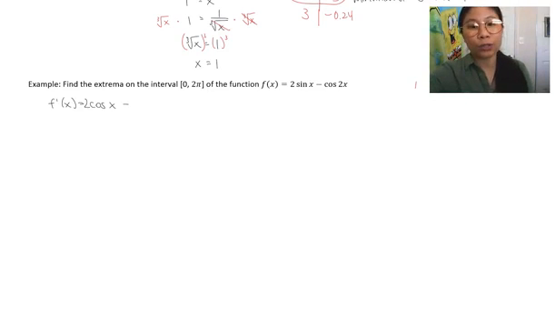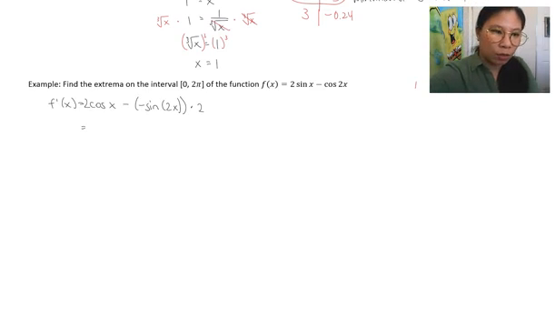The derivative for 2 sine x is going to be 2 cosine x because 2 is a constant multiplier, and the derivative of sine is cosine. Then we have a minus. Cosine of 2x requires chain rule. So the derivative of the cosine would be negative sine, where the inside stays the same, but then we have to multiply that by the derivative of the inside, and the inside is 2x, so the derivative would be 2. So this ends up being 2 cosine x minus, plus, I got minus a negative, 2 sine 2x. And we're setting that equal to 0.